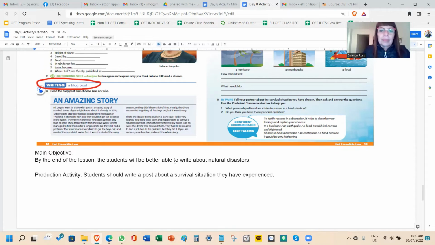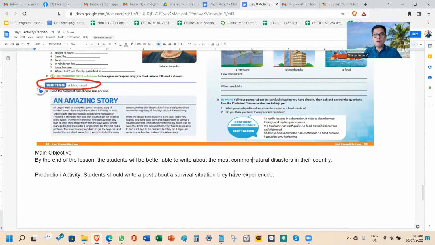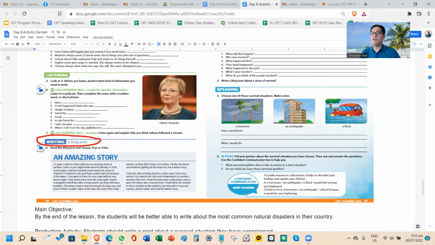So by the end of the lesson, students will be able to write about, let's say, the natural disasters in their country, or about the most common natural disasters in their country, because there are countries with, for example, in Japan, earthquake is common. In the Philippines, flood and heavy rain is common.